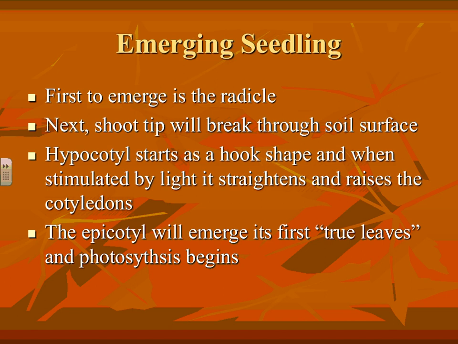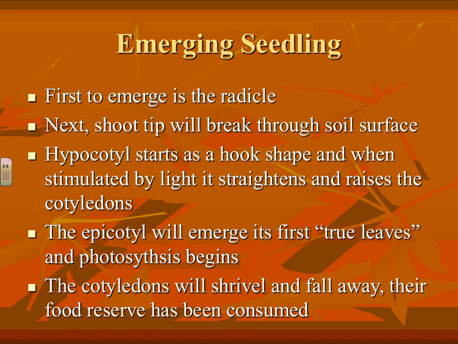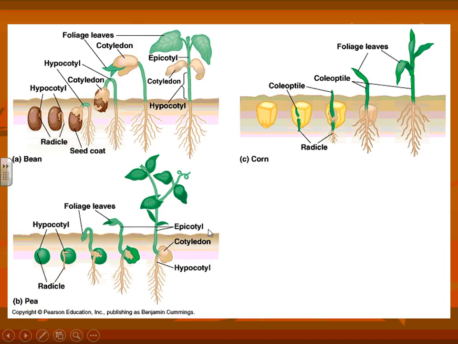The epicotyl will emerge as its first true leaves, and that's when photosynthesis can begin. And the cotyledons will then shrivel and fall off, because their food reserve has been consumed, and the cotyledons have no more function in that seedling because now that it has the true leaves, photosynthesis will continue to nourish it. And the last picture that I have shows that emerging seedling through a bean or a pea or a corn plant. This will get us through the first part of chapter 38.